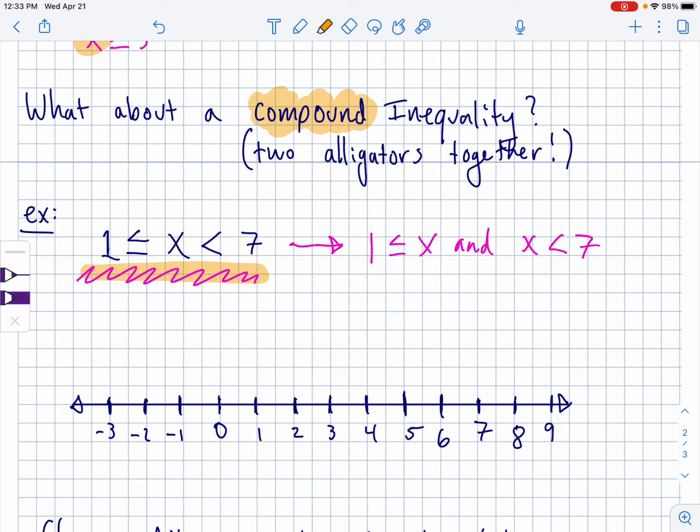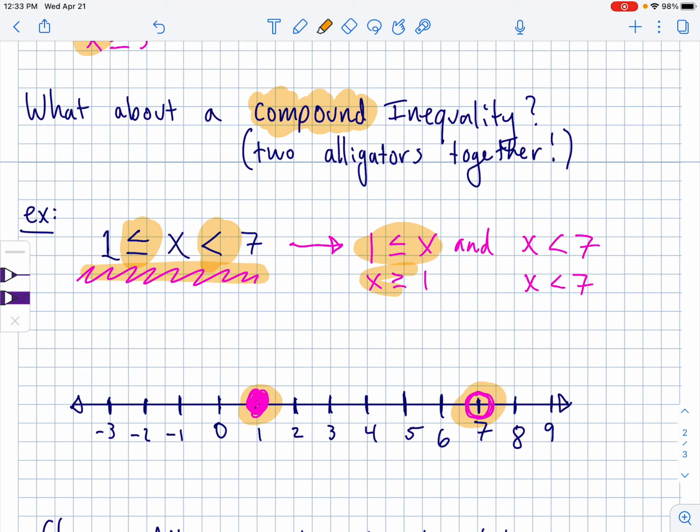So first I locate the 1 and locate the 7 on my number line. The 1 has an or equal to, but the 7 does not. So that means I'm going to put a closed circle on the 1 and an open circle on the 7. Now, the other way to say this is that x is greater than or equal to 1, and x is less than 7.